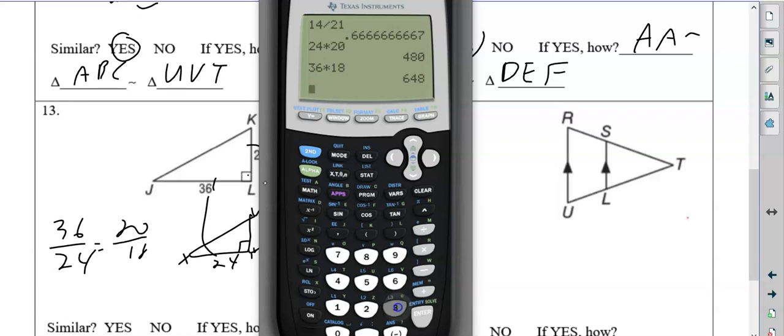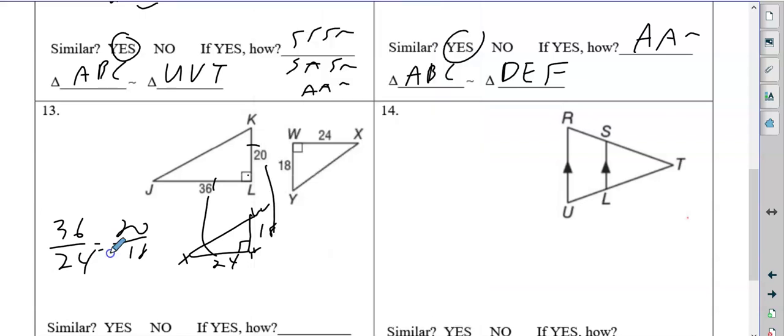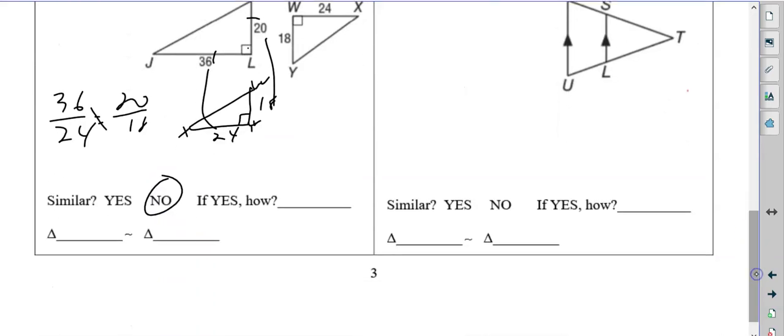I could have also done 36 divided by 24, 1.5, and 20 divided by 18, 1.1 repeating. So this is a no, which means this is a no. And I don't have to answer anything else because it says if yes.